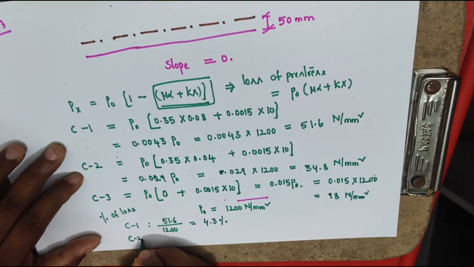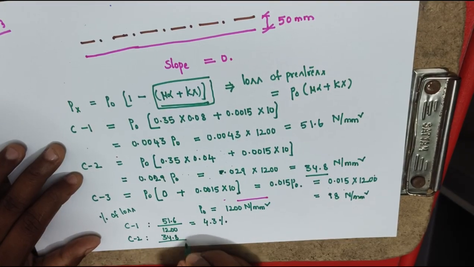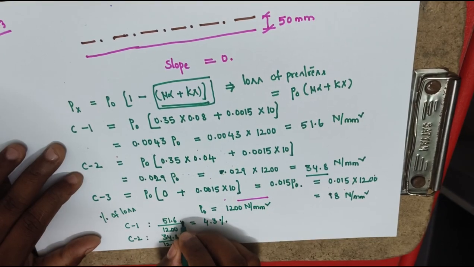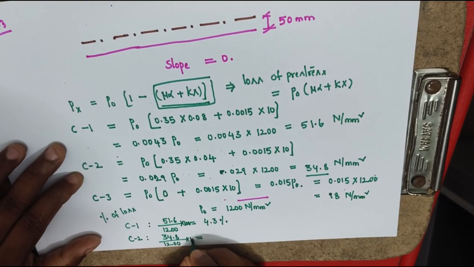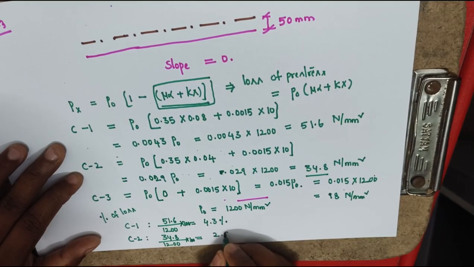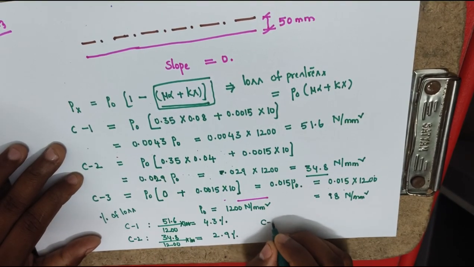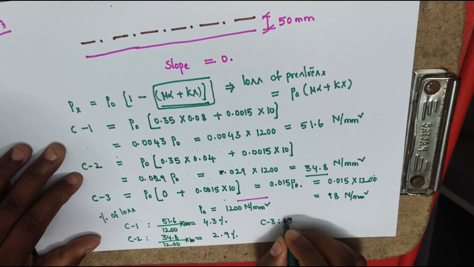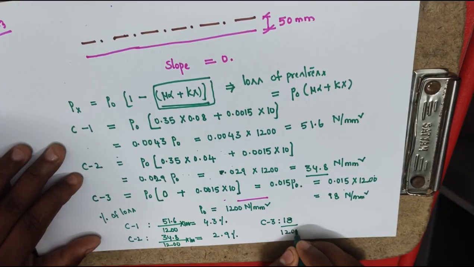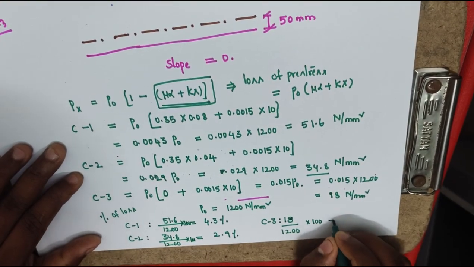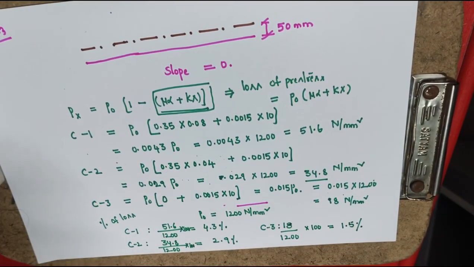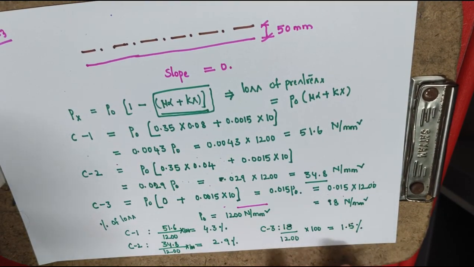In cable 2 the loss will be 34.8 out of 1200, into 100, we need to give. The loss will be 2.9%. In cable 3, the percentage of loss will be 18 by 1200 into 100, that is equal to 1.5%. Okay, these are the percentage of loss due to friction.